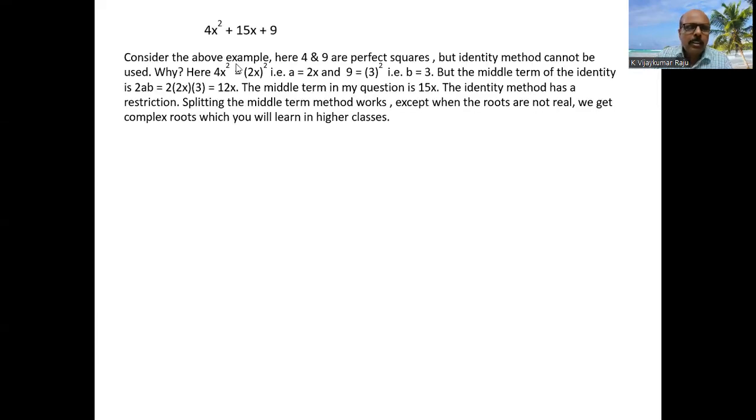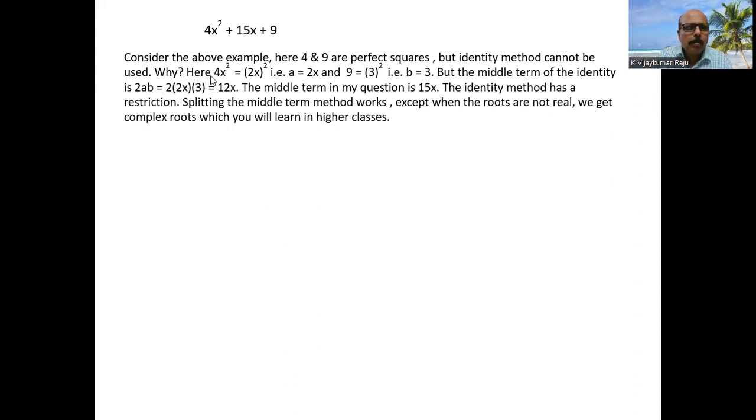Now, see here, 4x square plus 15x plus 9. The first term is same, the last term is same. The middle term has changed. Now see here, in the above example, 4 and 9 are perfect squares, but the identity method cannot be used here.